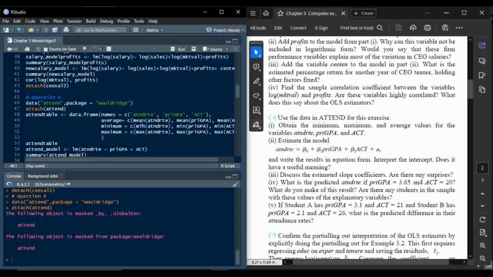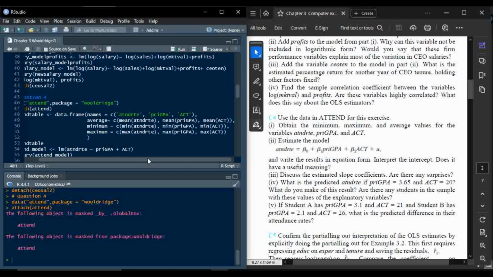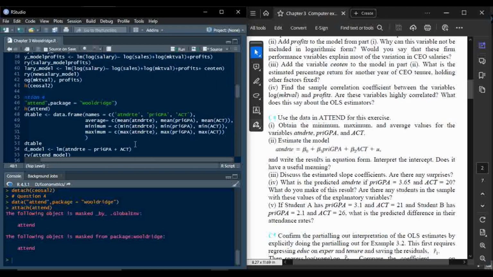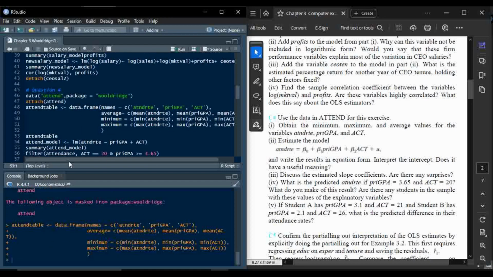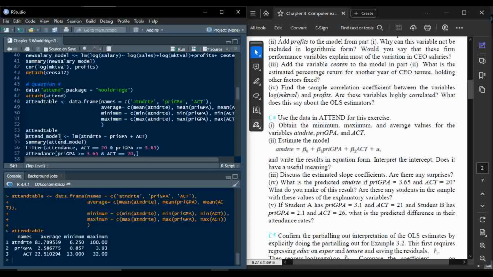and then create a new column named average, and it will include the mean of these variables, and then create a new column minimum. It will include the minimum of these values, and then create a new column by the name of maximum, and it will include the maximum values of these variables. Then press Ctrl plus Enter, and then just type attend_table so that we can see the structure of this table. Okay, so these are the names of these variables. These are the average values, and these are the minimum values, and the rightmost column includes the maximum values.